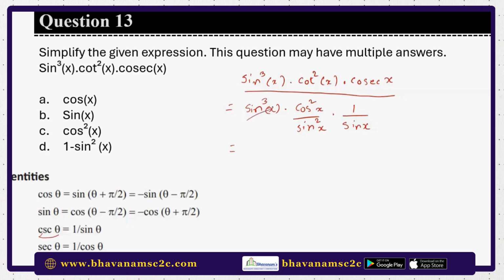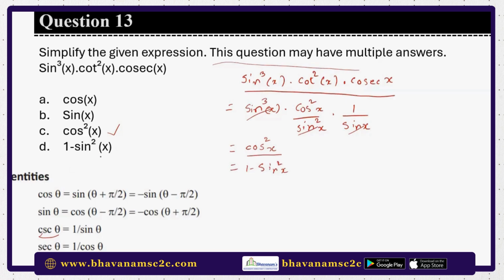I believe you all know this, but once again, I am emphasizing. Now this sine cube x and this sine cube x will get cancelled. The left out value is cos square x. But if you choose only this answer, you will not be awarded a mark, because in the question they clearly mentioned that this question may have multiple answers. And this cos square x is also equal to 1 minus sine square x.